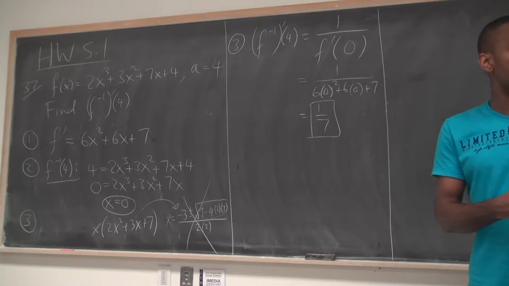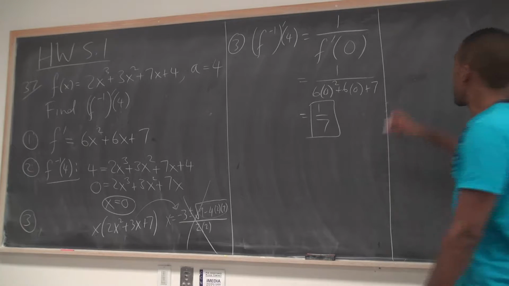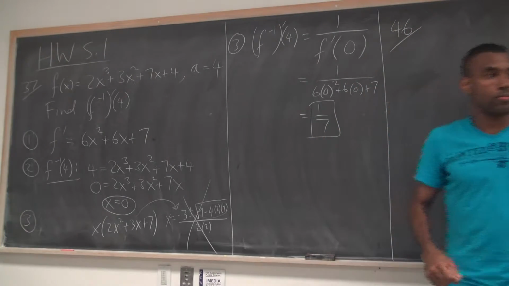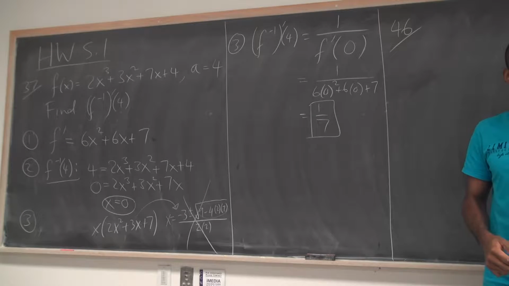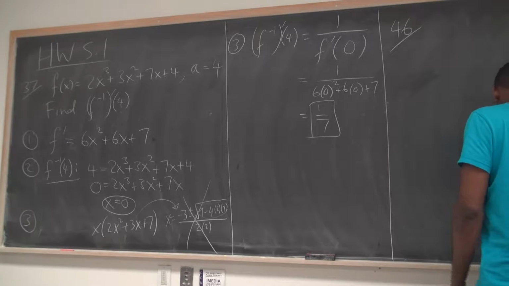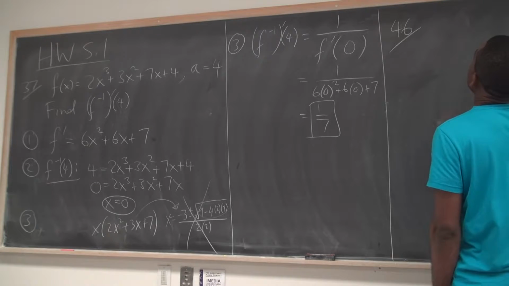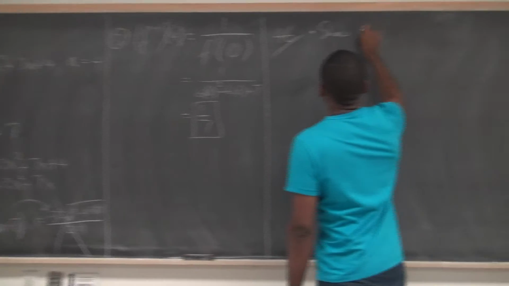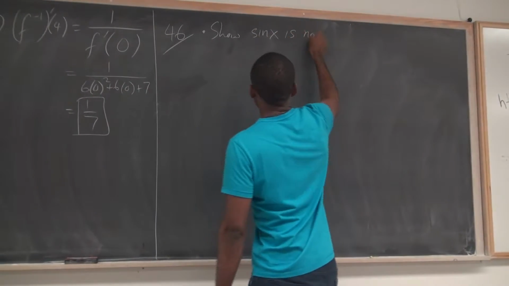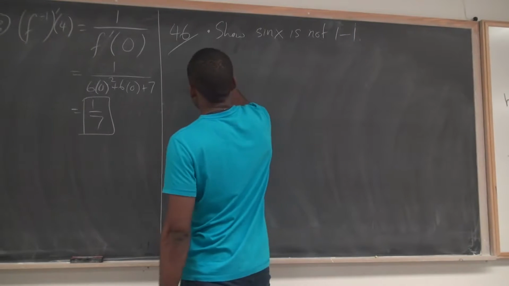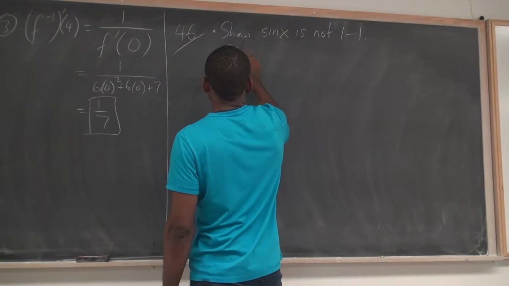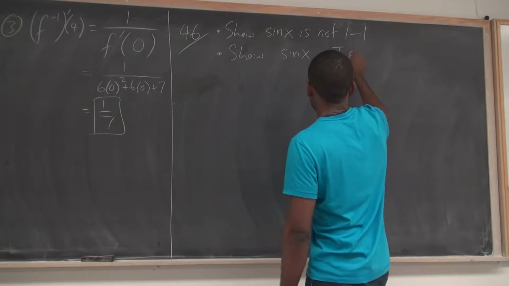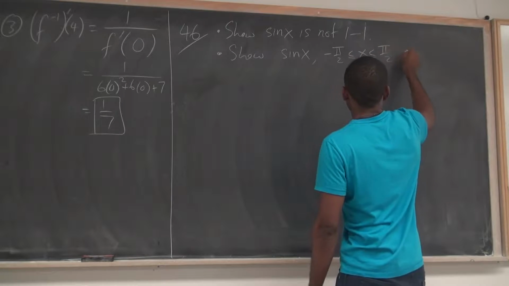Other questions? Yes. 46. I have it. It's the one with the inverse of sine. A couple people asked me this today. So one part was to show sine x is not 1 to 1. And the other part said show sine x, if we restrict it between minus pi over 2 to pi over 2, is 1 to 1.